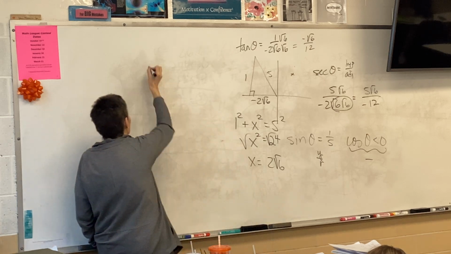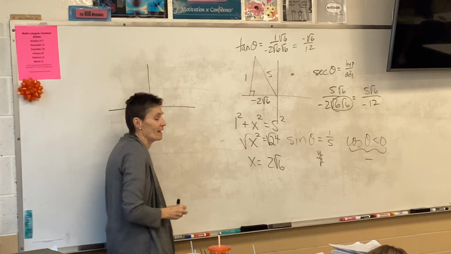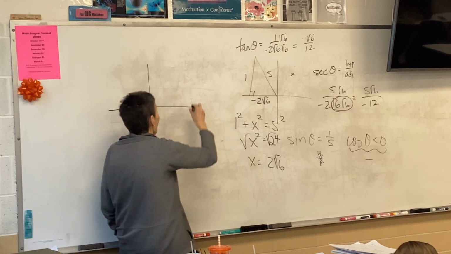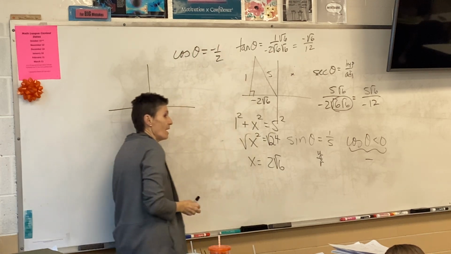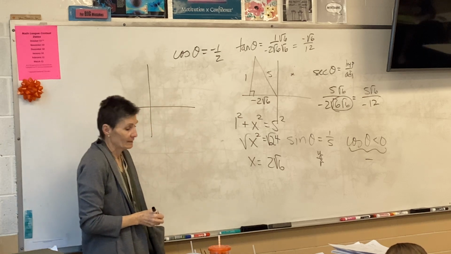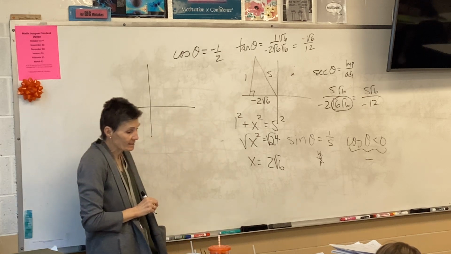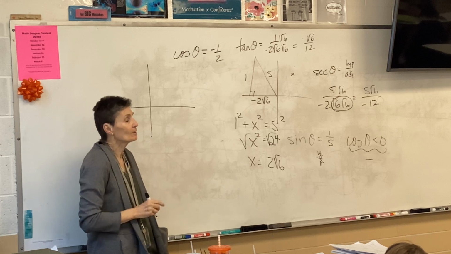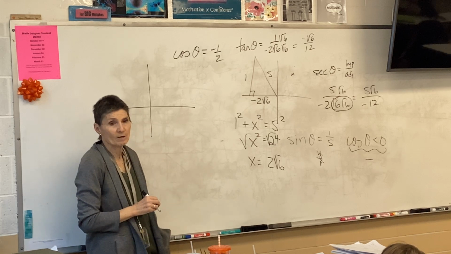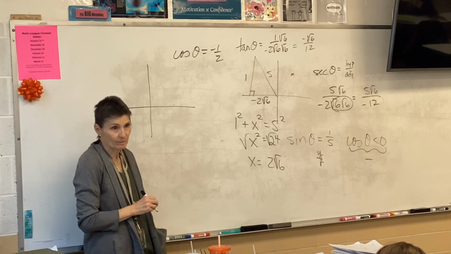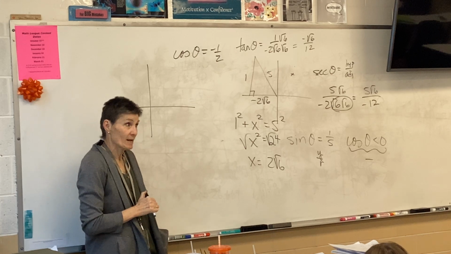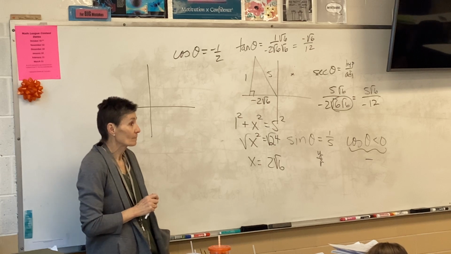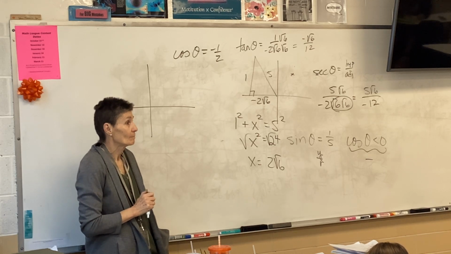All right, here's my coordinate plane. Let's start with that. I want to find the angles whose cosine is negative 1/2. And by the way, since it says find all the values, that implies that there's going to be more than one answer. So let's start with what we know. Do you have any thoughts?